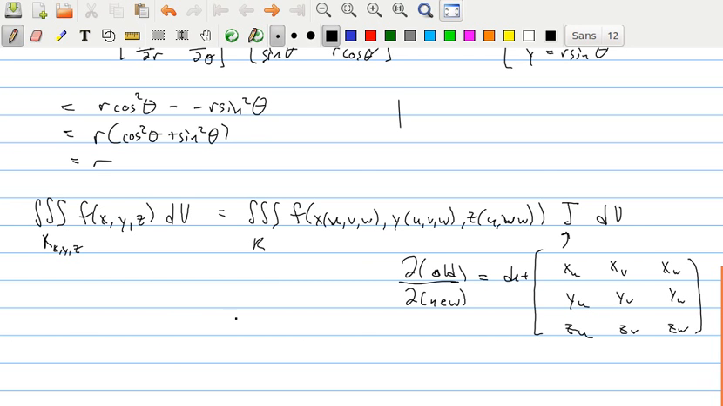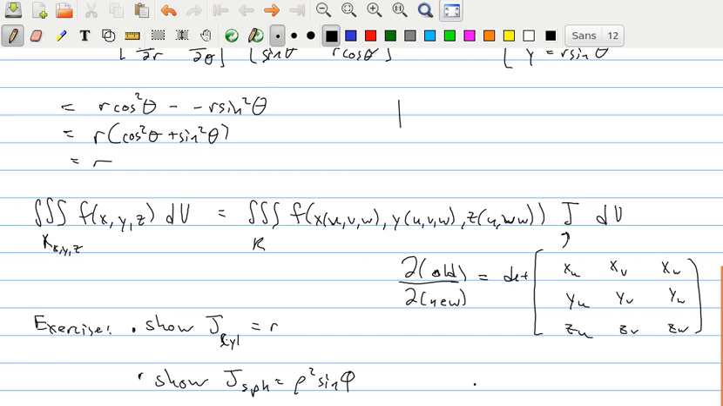So using this definition right here, it's a good exercise. You have to use a bunch of trig identities for this. Show that the Jacobian in cylindrical coordinates is r, and show that the Jacobian for spherical coordinates is rho squared sine phi. It'll give you some good practice for Jacobians.